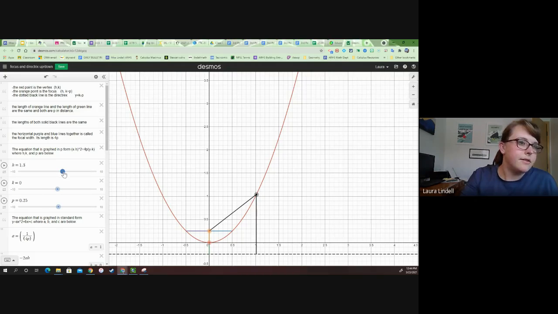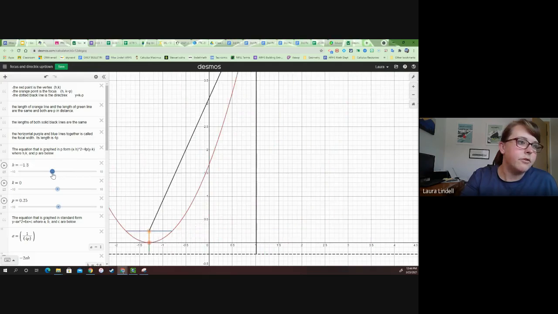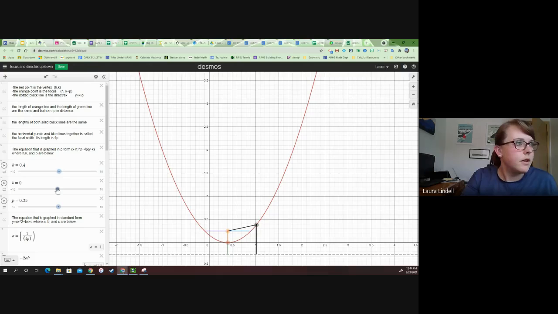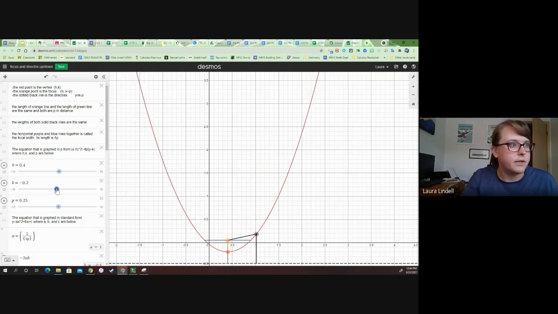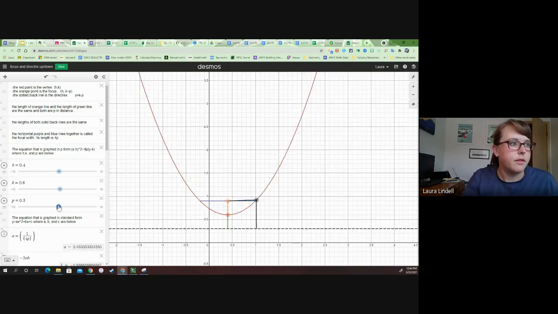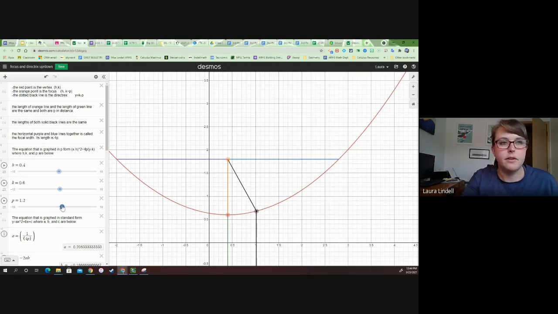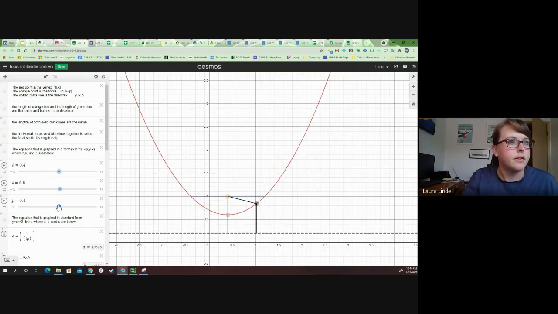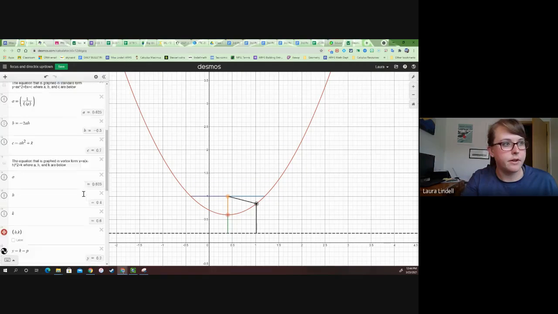And you can change values like h and k. You can move your vertex around. You can move your vertex up and down. You can change the focal width. You can see as p increases, your parabola becomes wider. As p decreases, it becomes skinnier. If p is negative, it flips over. So I've posted this in Google Classroom. You can play around with these. They're kind of fun.